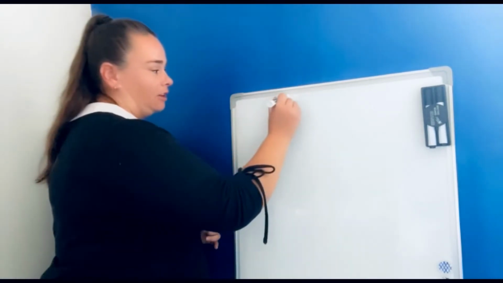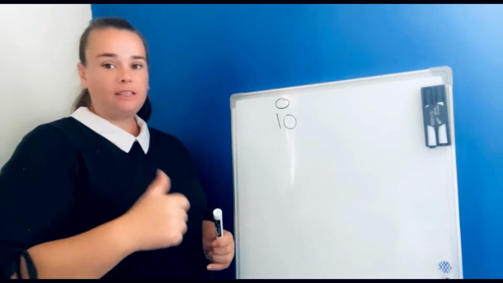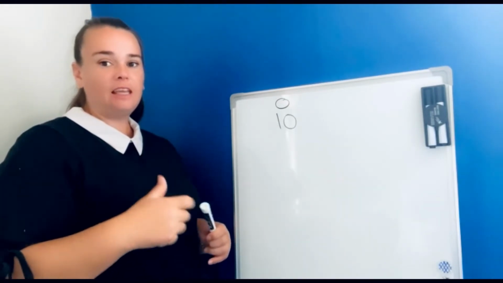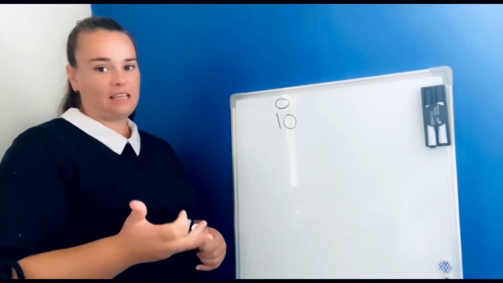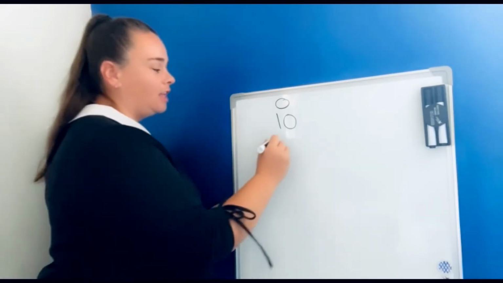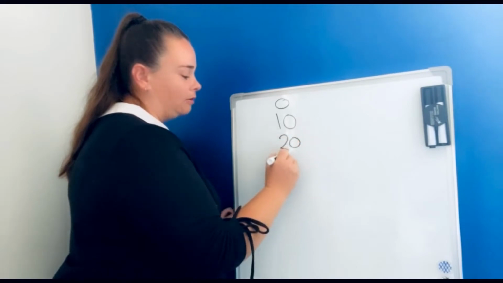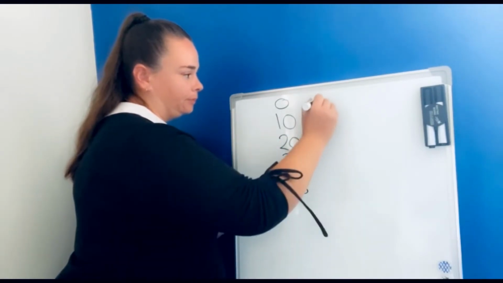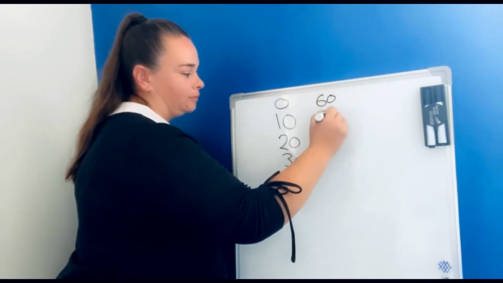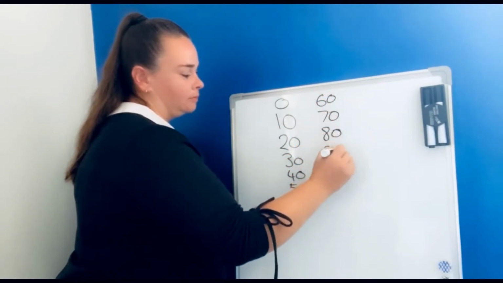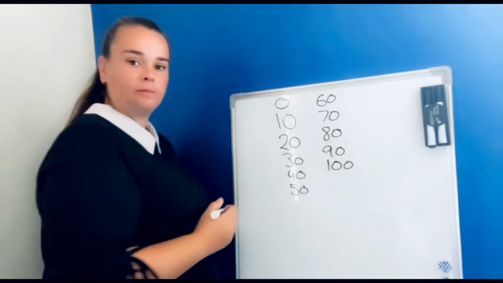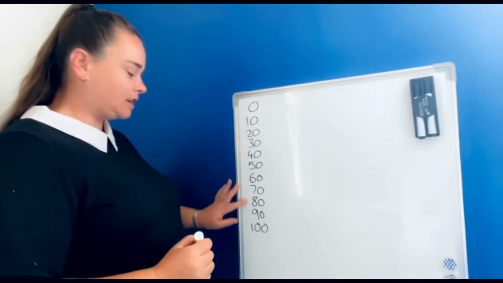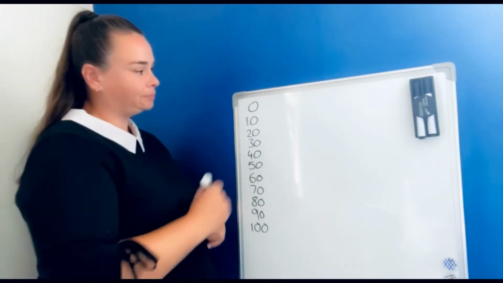So we start off at 0. We go 10, 20, 30, 40, 50, 60, 70, 80, 90, 100. These are all our tens numbers. I have written our tens numbers down the side of the whiteboard to help us.